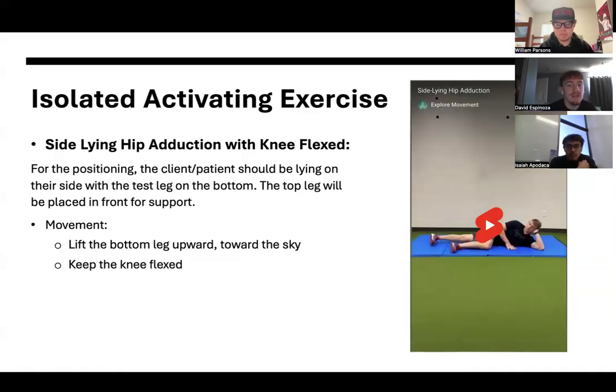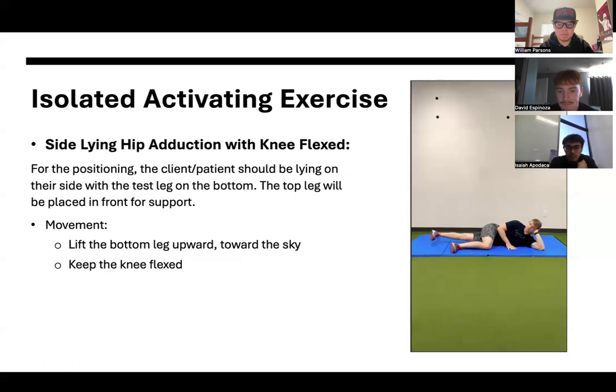All right, isolated activating exercise. I chose the side-lying hip adduction with the knee flexed. For the positioning, the client should be lying on their side with the test leg at the bottom, and the top leg will be placed in front for support. For the movement, you would lift the bottom leg up with the knee flexed, and you can play the video for a better representation. Yeah, very simple. Next slide.